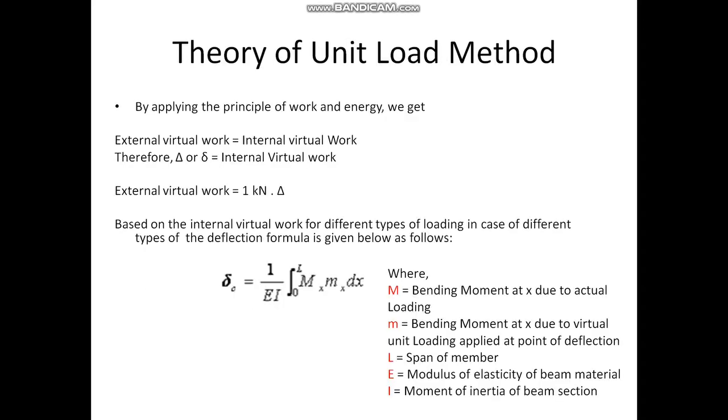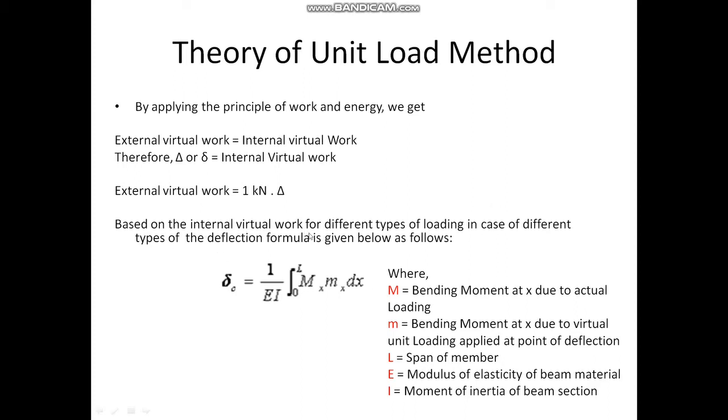So how do we apply this unit load method? In this method, the basic theory is, by applying the principle of work and energy, we get external virtual work equals to internal virtual work, whereas delta is the internal virtual work and the external virtual work equals to 1 kilonewton into delta, where 1 kilonewton is the unit load. So basically, external virtual work is the multiplication of unit load and internal virtual work.